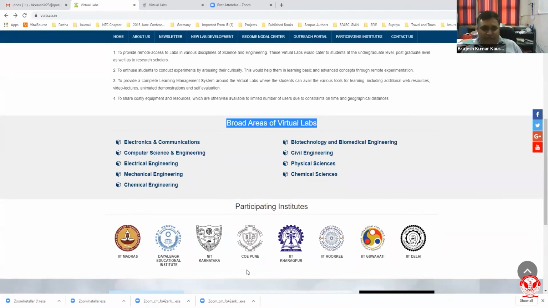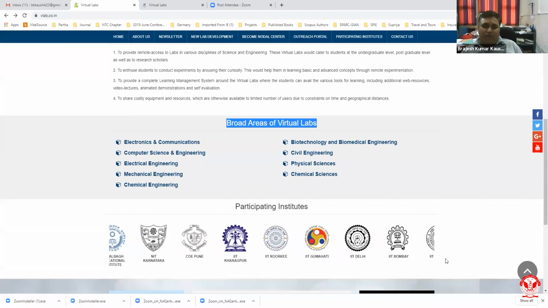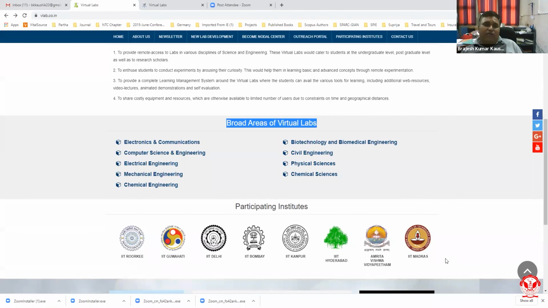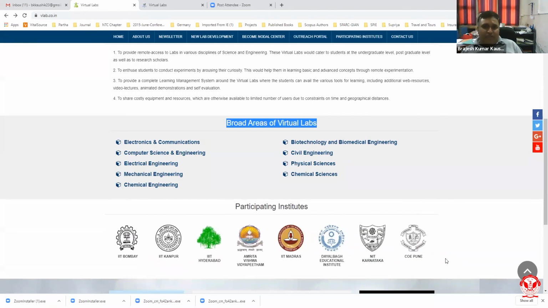So you can see IIT Madras, Dayalbagh Educational Institute, NIT Kurukshetra, College of Engineering Pune, then you have IIT Kharagpur, IIT Roorkee, where we are sitting and we are contributing to this V Labs. Then also IIT Guwahati, IIT Delhi. So all these institutes have contributed in one way or another to each of these subject areas and to each of these lab sessions.